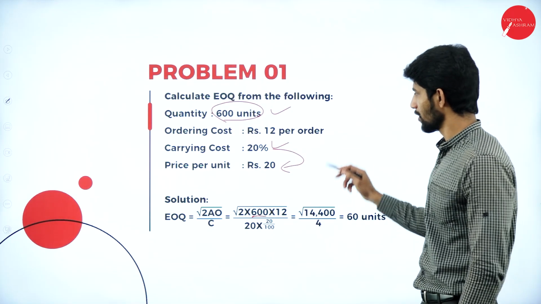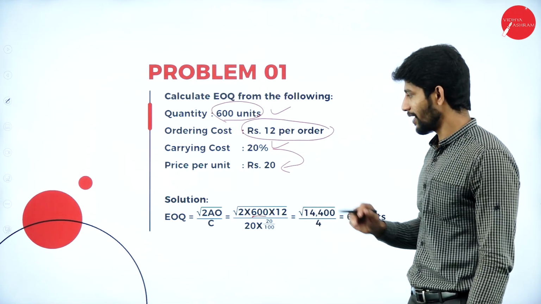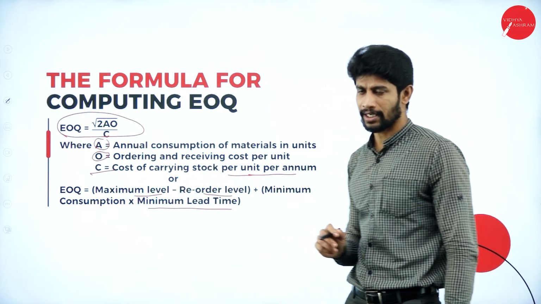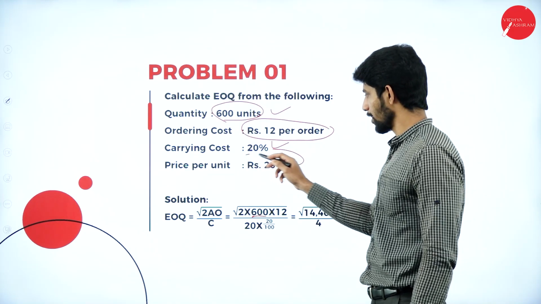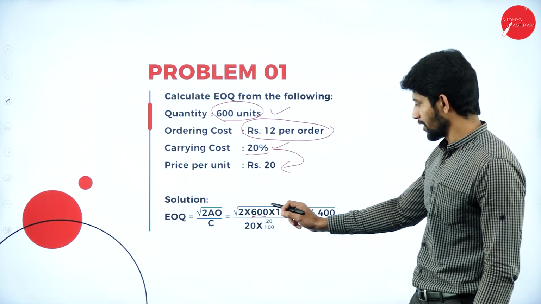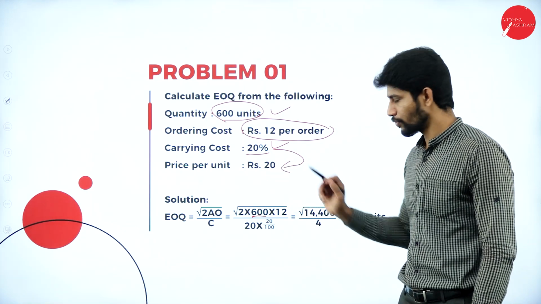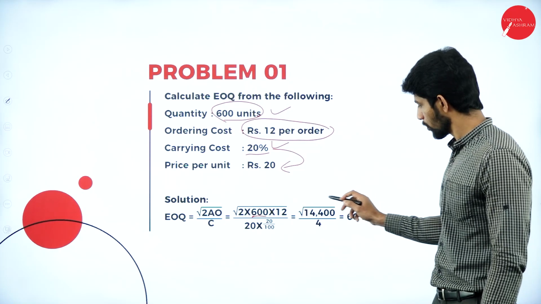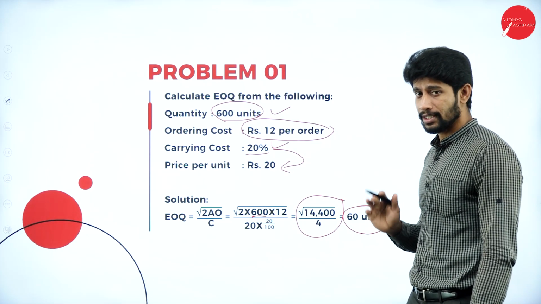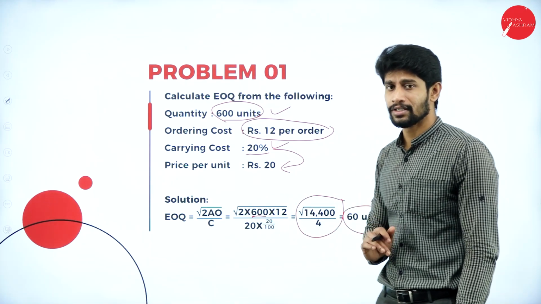What is the ordering cost? The ordering cost is 12 per order. So 600 into 12 divided by carrying cost. C is nothing but carrying cost. What is the carrying cost? 20% of rupees 20. So 2 into 600 into 12, you will get 14,400 divided by 4, that is 20% of 20 rupees. If you do the calculation, you will get 60 units. So the economic order quantity is 60 units. Very simple. If you know the formula, easily you can solve the problem.